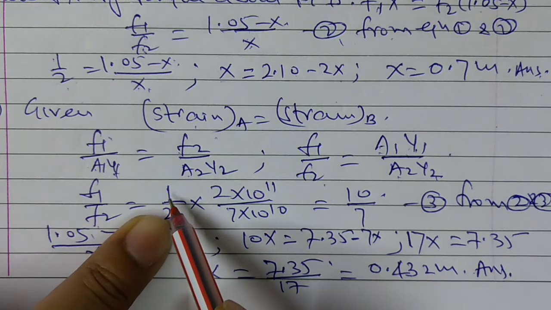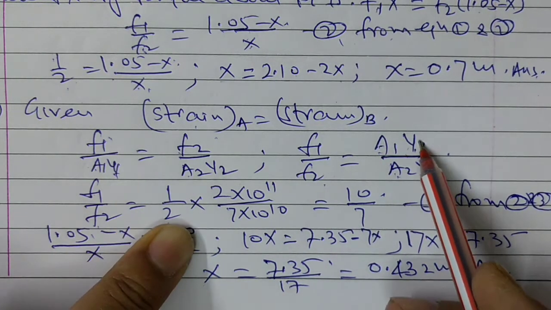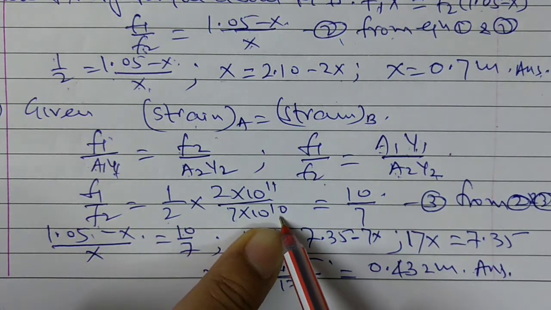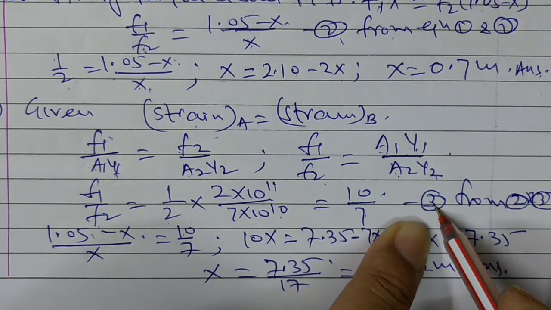Now this F1 upon F2 is equal to this 1 upon 2, वैल्यू रखते हैं A1 और A2 की, and also this Y1 is 2 into 10 to the power 11, Y2 is equal to 7 into 10 to the power 10. Solve करने पर this is 10 by 7. This is like equation number 3.